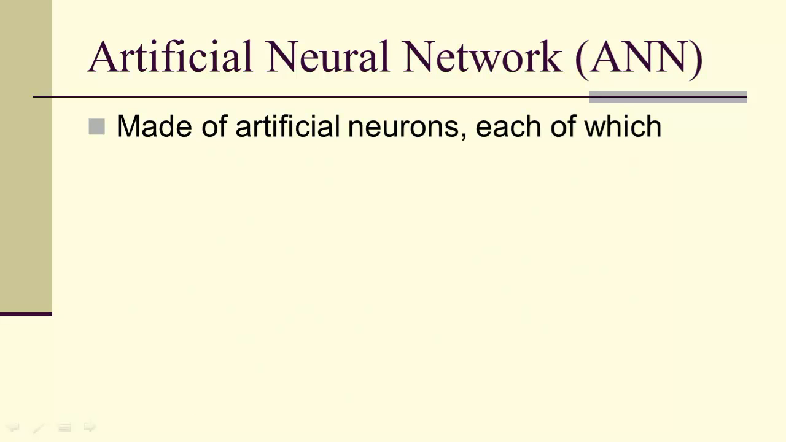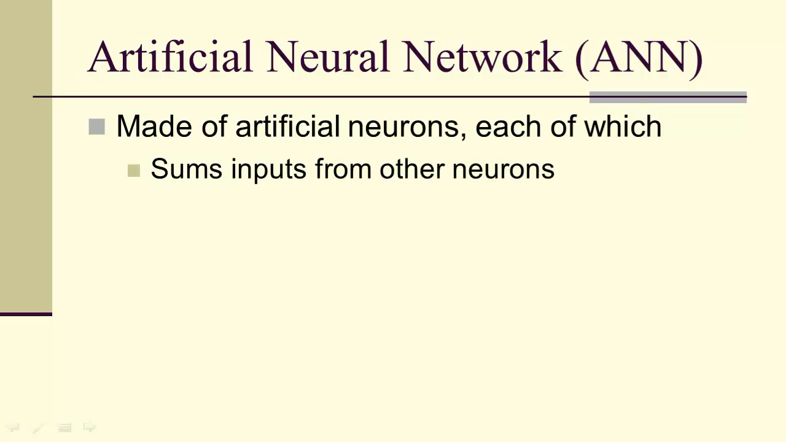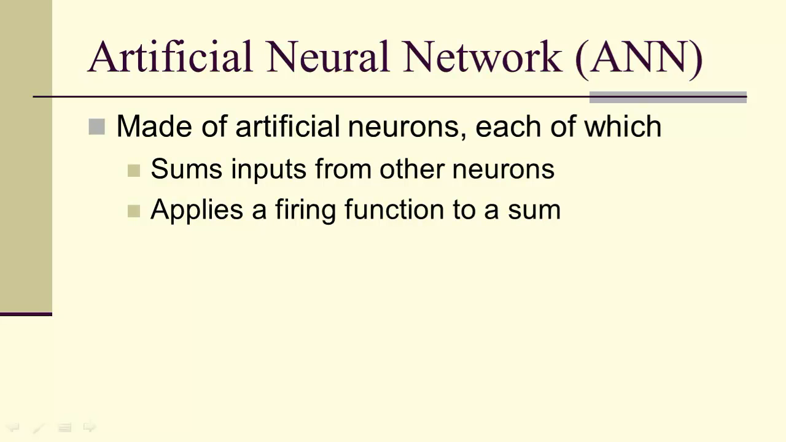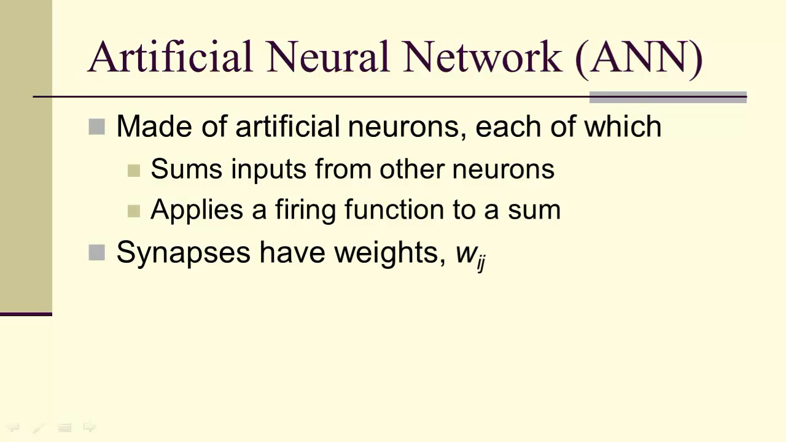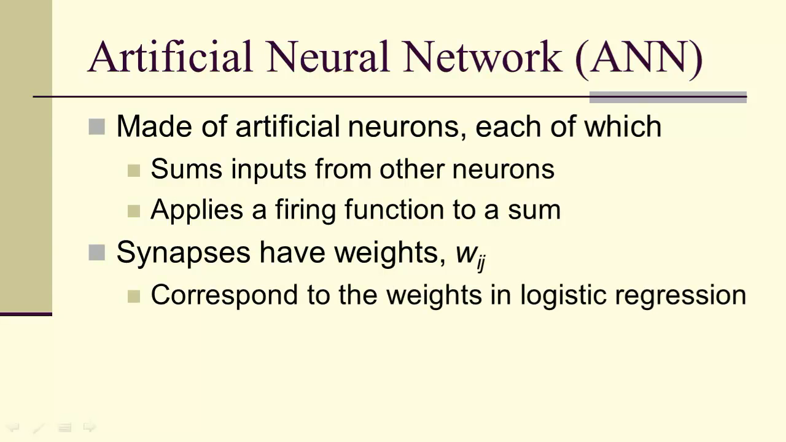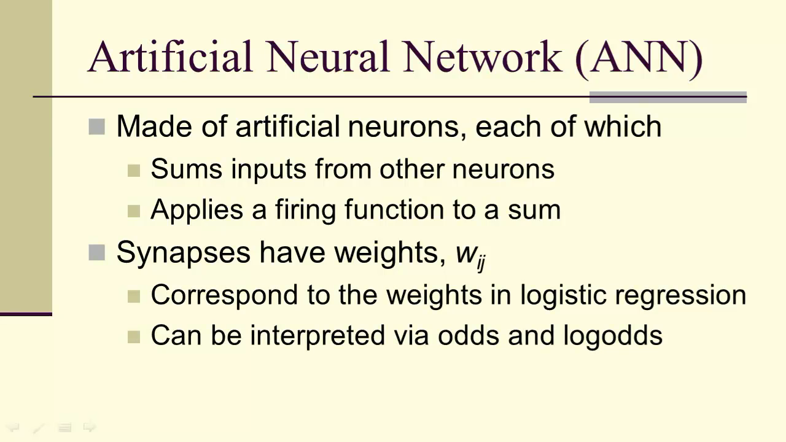So we're going to look not at artificial neurons per se, but at artificial neural networks, which we'll abbreviate ANN. They're made of artificial neurons, and each neuron sums inputs from other neurons, applies a firing function to the sum, and it weights using synaptic weights, w sub ij. These correspond to the weights in logistic regression, and so we can interpret these weights via log odds and odds. And we can use biology to interpret the synaptic weights and the artificial neurons. So let's do that.